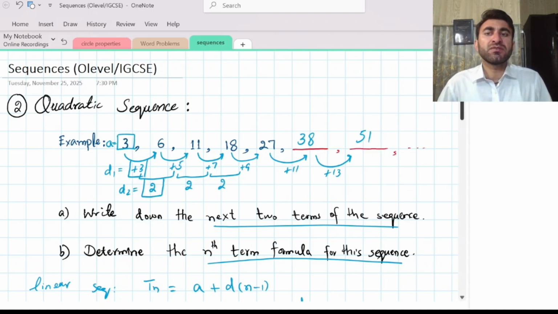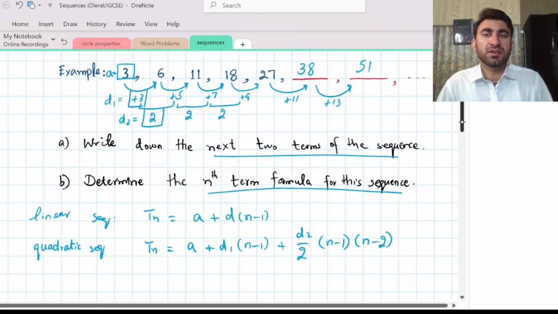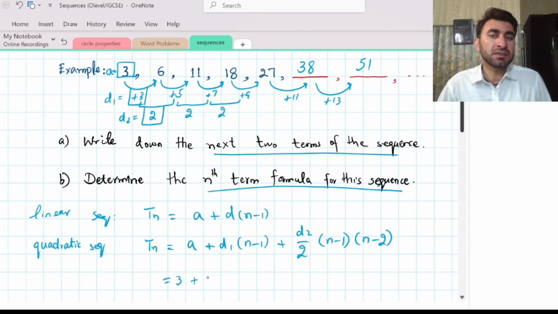So here we have the values of a, d1 and d2, and we will replace them in the formula we discussed, and that will generate the nth term of the sequence given. So here we go. It was a, which is 3 over here, plus d1, which is again 3, times n minus 1, plus d2, we know it is 2, divided by 2 times n minus 1 multiplied by n minus 2.